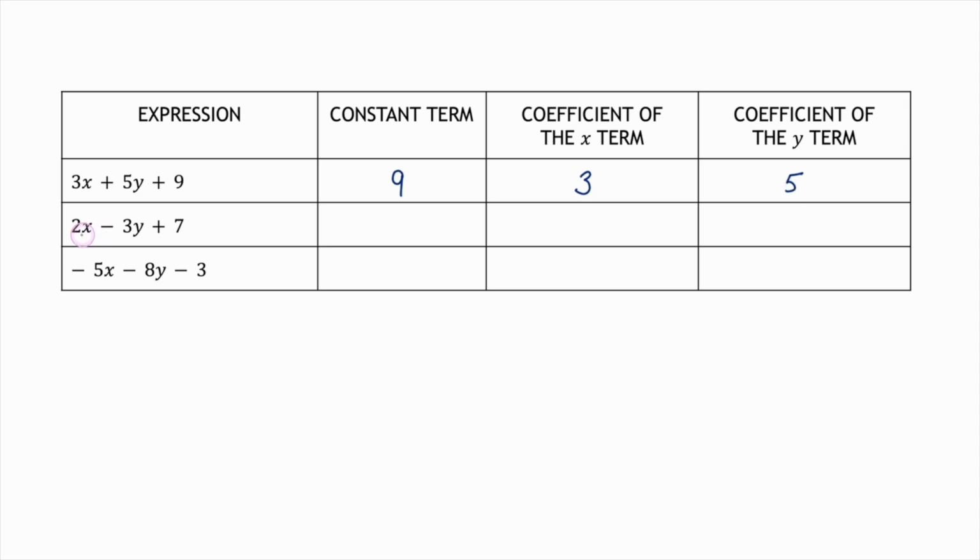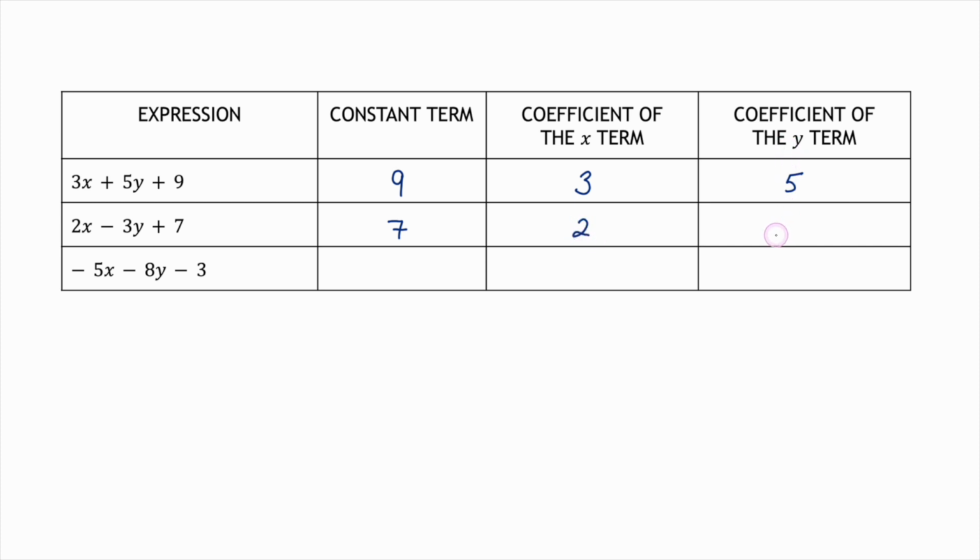On to the second expression. Again, we have three terms here. The constant term, that's just the number on its own. It's 7. And again, we don't need to write the positive. The coefficient of the x term. Here we have the x term. The coefficient, the number in front of this pronumeral x. Therefore, the coefficient is 2.